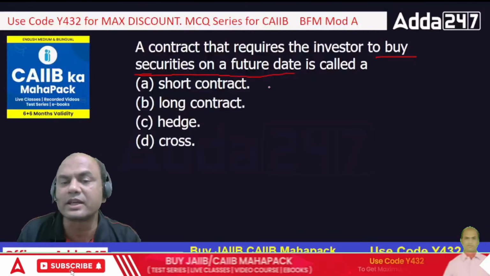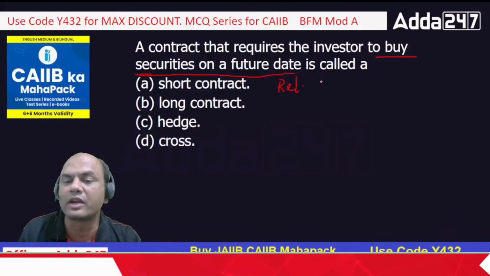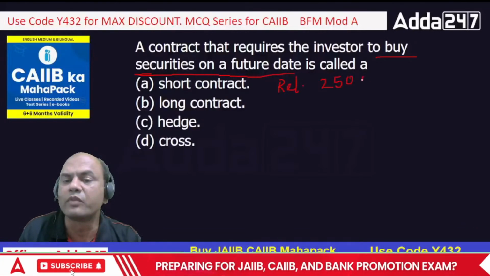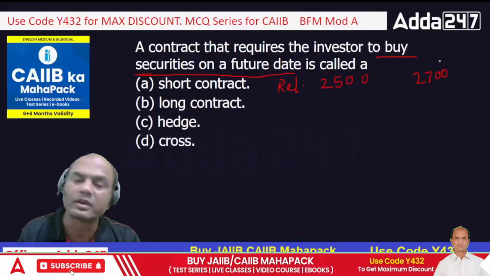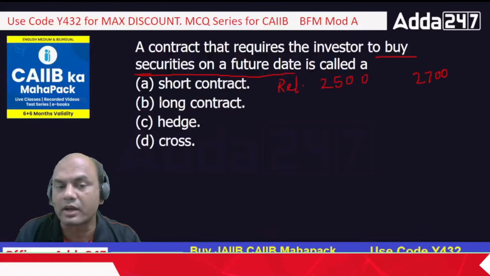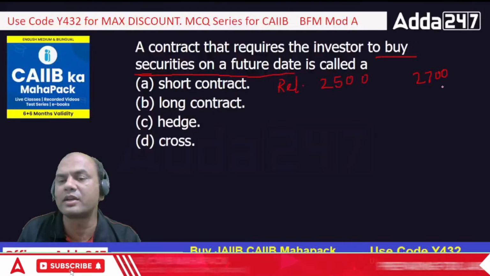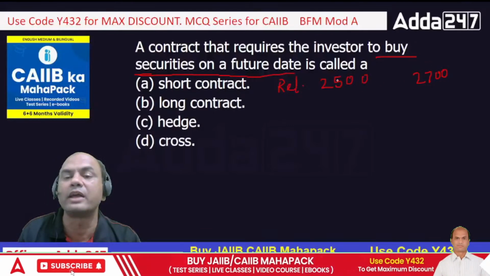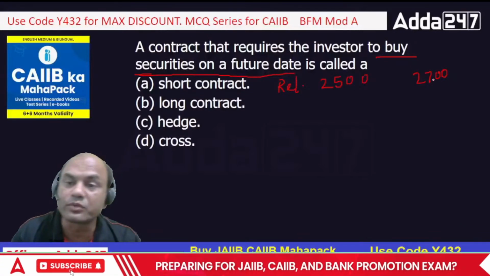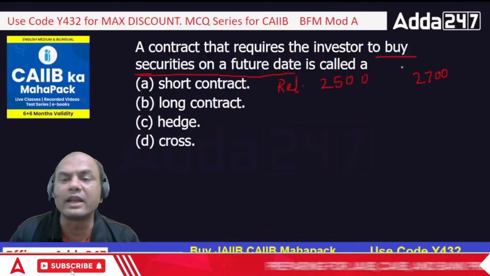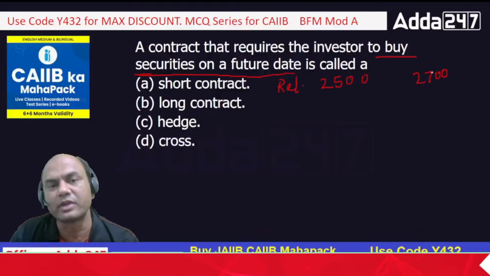Means what? If I say Reliance is right now at 2500, and I'll say it will go to 2700 in 1 week. So if I buy a long contract, what am I doing? Do you know? I am saying that okay, I believe that it will go to 2700, so I'll buy a long contract at 2700 after 1 week. Means what? I am telling you, let anything happen, I will buy this Reliance share at 2700 after 1 week.